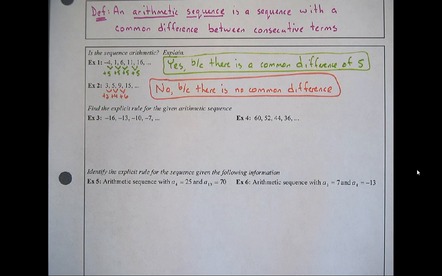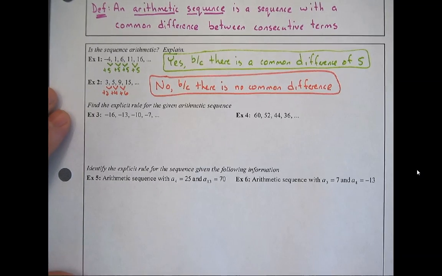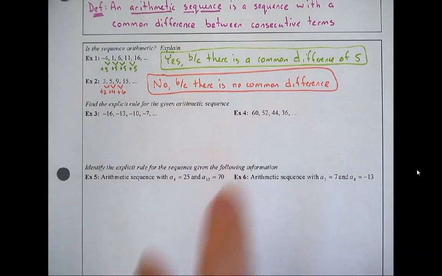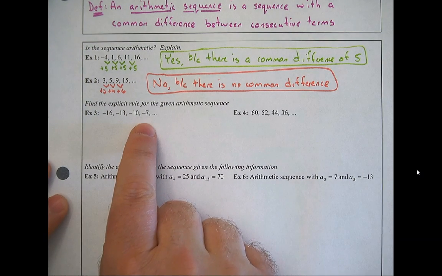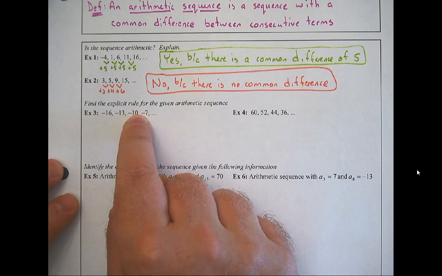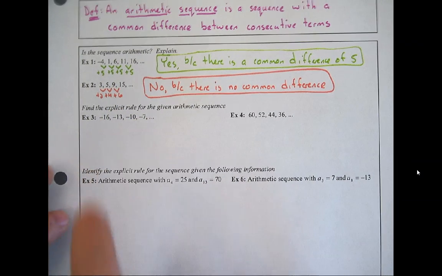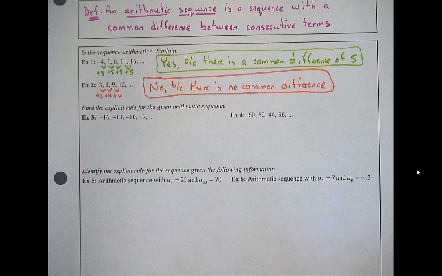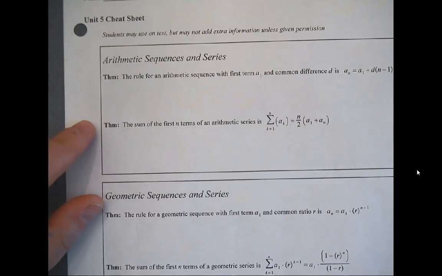So find the explicit rule for the given arithmetic sequence. So here's the sequence, and they want to come up with the rule for it. If you go back to 5.1, you remember we did explicit and recursive rules. We generated the list. Now we're going the other direction. We're given the sequence, and we have to come up with the rule. Now, you don't need to figure out this all on your own. That's why I gave you a cheat sheet. So let's go to our cheat sheet now and highlight some things on here.